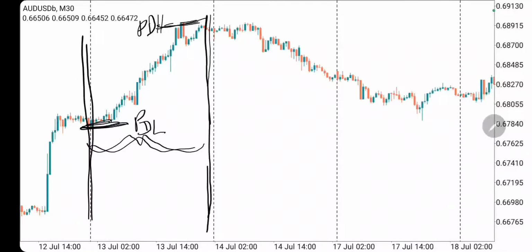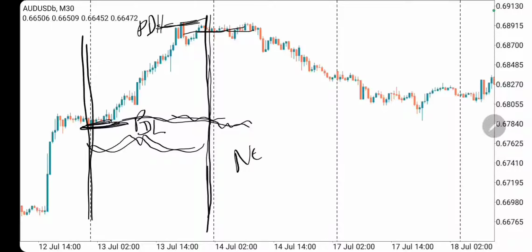So once you have identified your previous day's high and previous day's low, the next thing to do is to identify where the market is currently, right now, in the new day. The market could have broken out from the previous day's low into the new day, or from the previous day's high into the new day. So this is my new day.